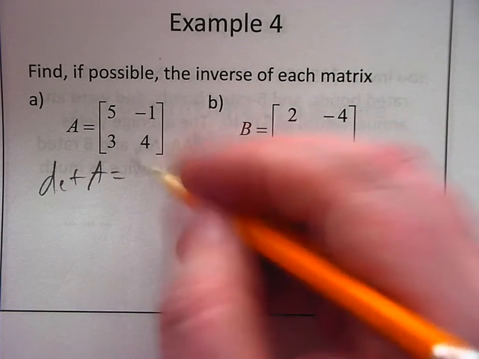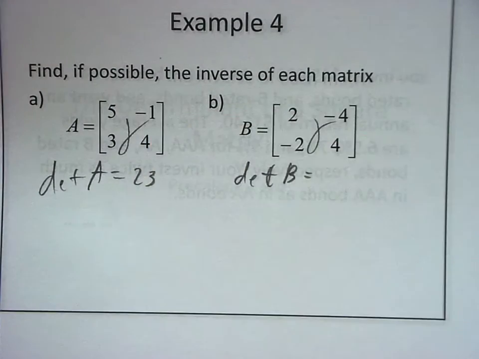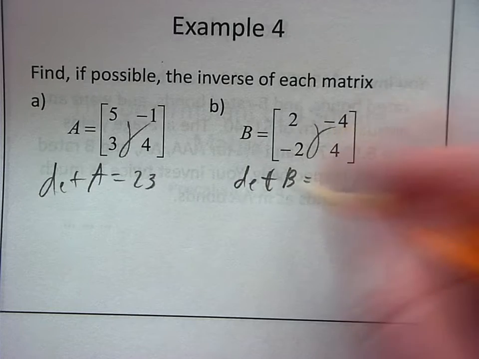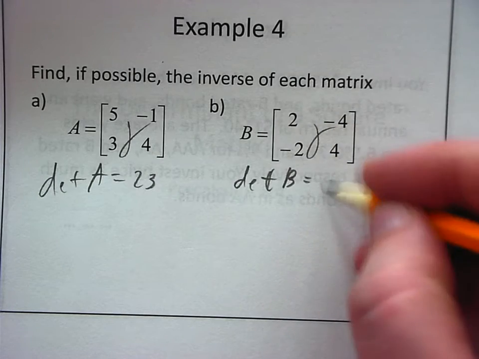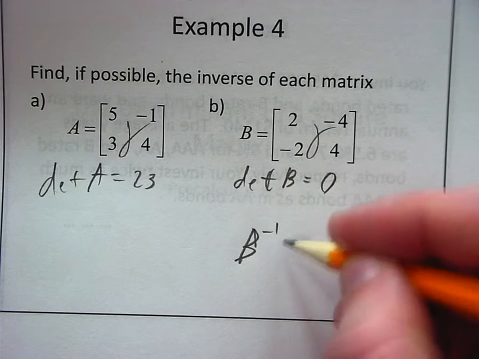Yeah, you're going to get 20 minus negative 3, so 23. Here, what's your determinant? 0. You get 4 minus, or 8 minus 8, sorry, you get 0. So this one, your inverse of B, doesn't exist.